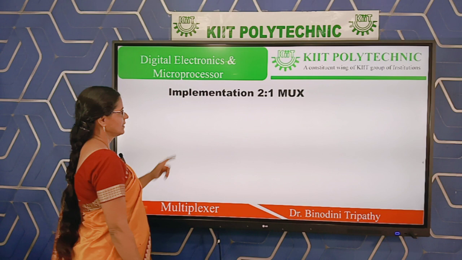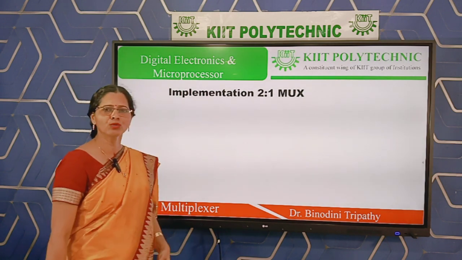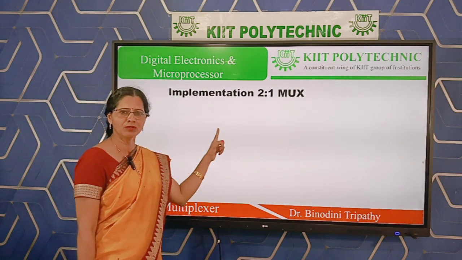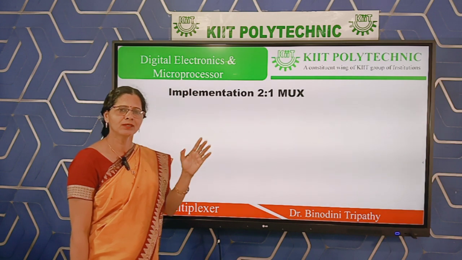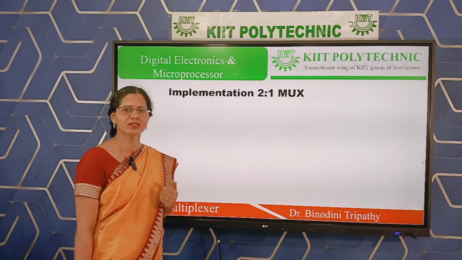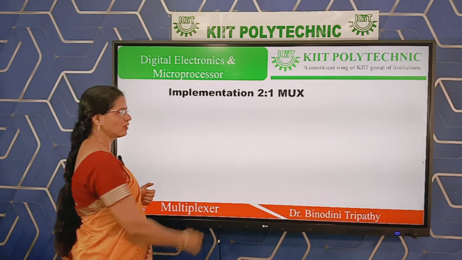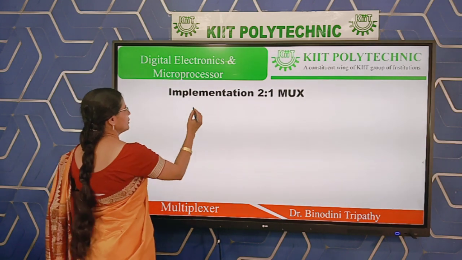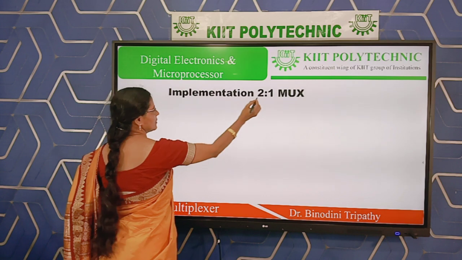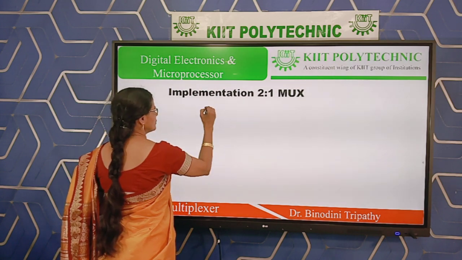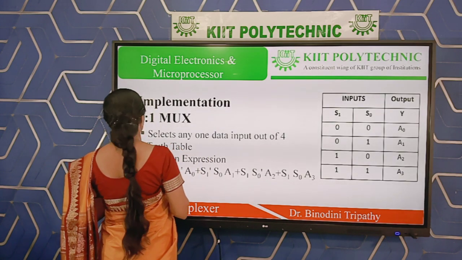Then next, first of all we implement the 2:1 multiplexer. If we can implement any one, then automatically, by seeing the circuit you can understand the others. So now see how we implement the 2:1 mux. In 2:1 mux, the 2 means the total number of inputs.